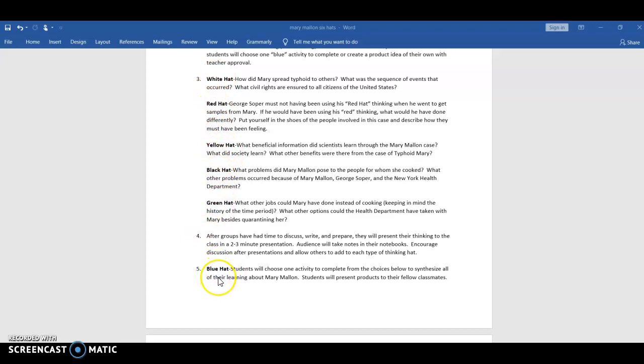The blue hat is actually going to be saved for the end because that's the synthesizing hat where they pull everything together. And so each group will meet together. The white hat group will all be working together to answer these questions, and the same goes for each of the groups. After all the groups are done, they will present their information jigsaw fashion to another group of all different colored hats. And there's a note-taking page so students can learn from everybody else.